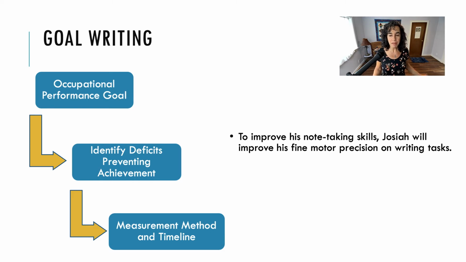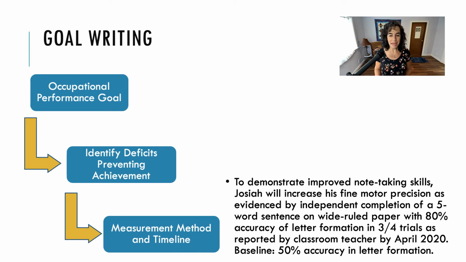But no, in this case, it's fine motor. So within our goal, we want the occupational performance. We also want to focus that on identifying the deficits that are preventing achievement, because those are the things we're going to work on. Make sense? All right. Then the last step is the measurement method and timeline.